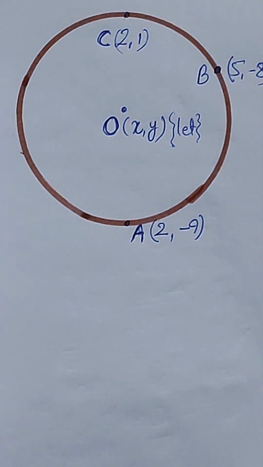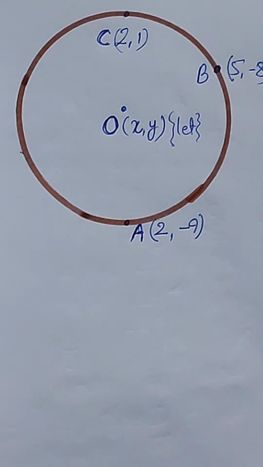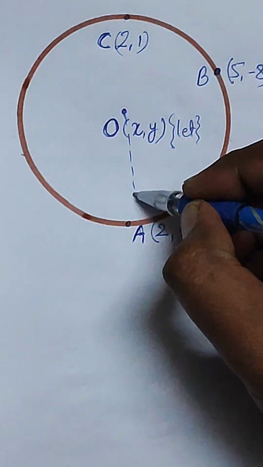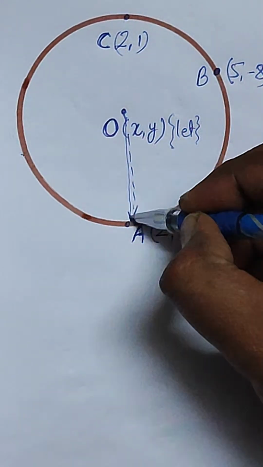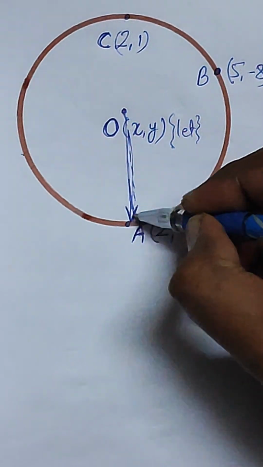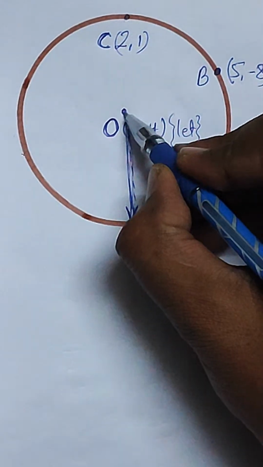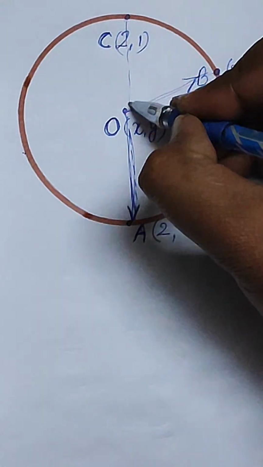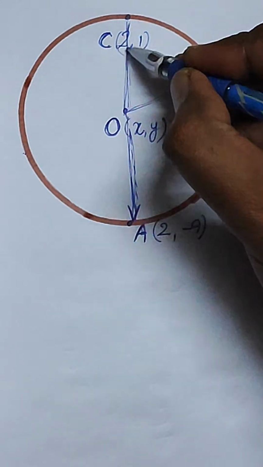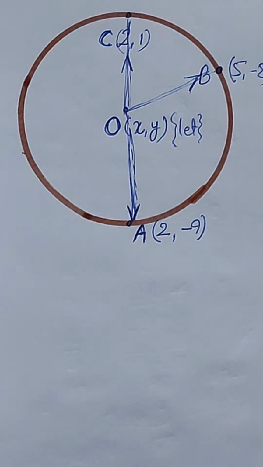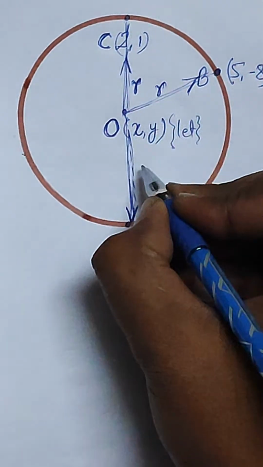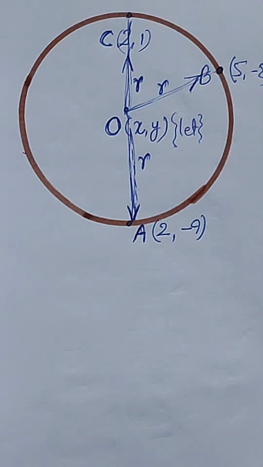Then in this case you can see the radius from O to A will be like this. This is not a straight line, sorry. So this will be OA, right? Similarly from O to B, this will be OB, and here it is OC, right? Since all of these three are the radius, we represent the radius by R.